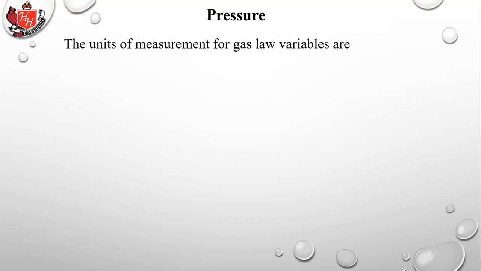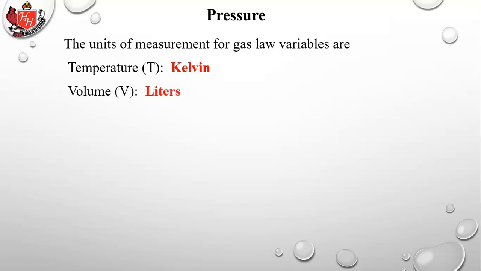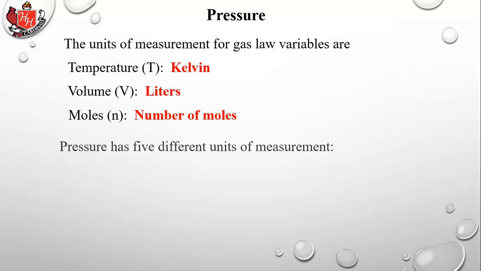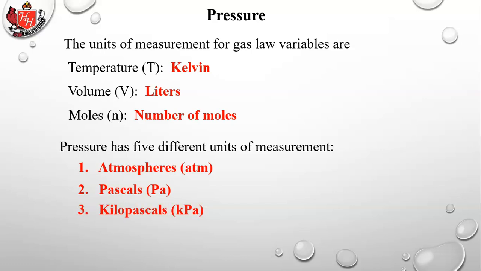The units of measurement for gas law variables are: temperature is measured in Kelvin, volume is measured in liters, moles is measured simply in the number of moles, and pressure has 5 different units of measurement, just because different areas of science adopted different units. So atmospheres, pascals, kilopascals, meaning 1,000 pascals, torr, and millimeters of mercury.